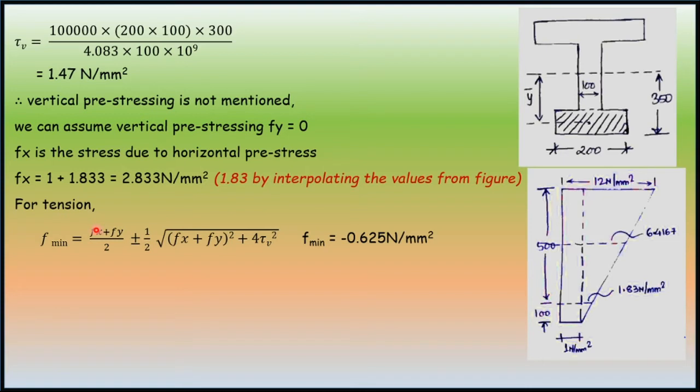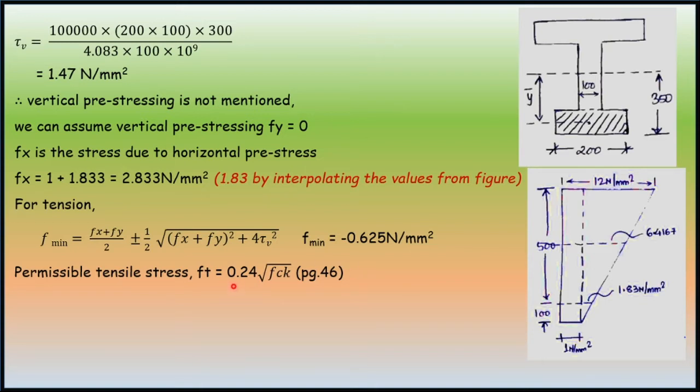Now for tension, we are going to find out the principal stresses. So F minimum is the tension we have to consider. Minimum forces are acting, and F minimum comes as, when we substitute Fx as 2.33, Fy as 0 and tau v as 1.47, minus 0.625 newton per mm square.